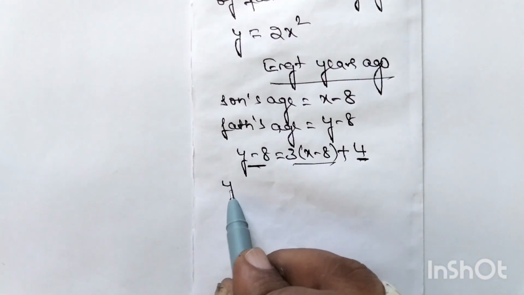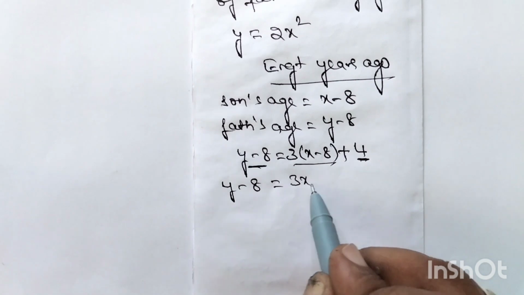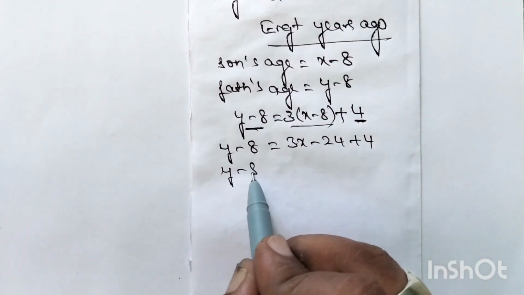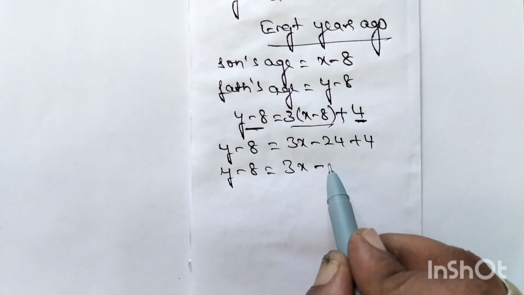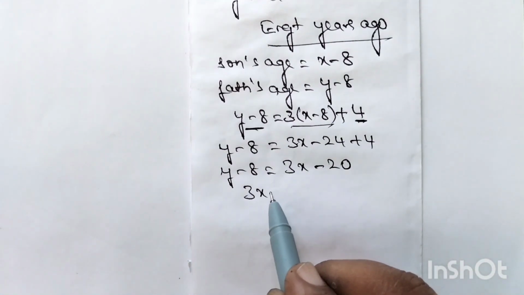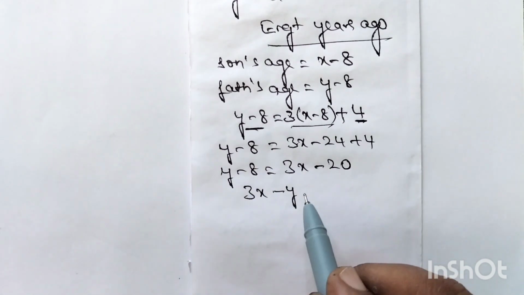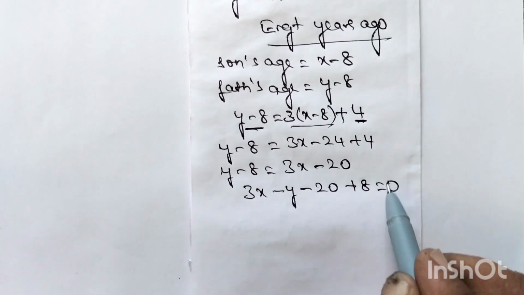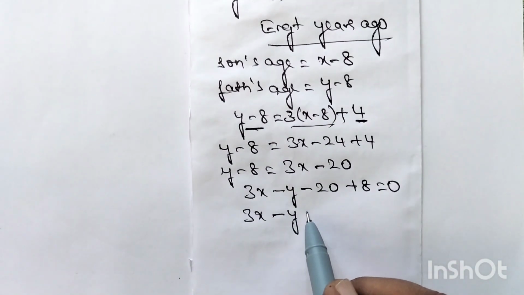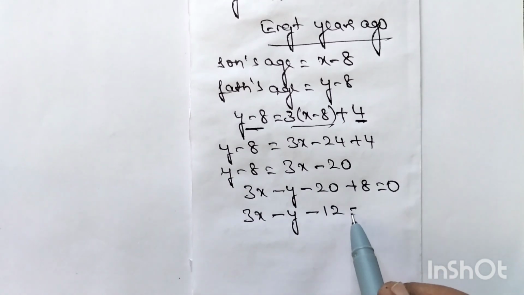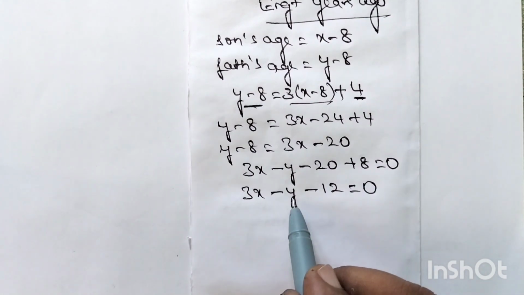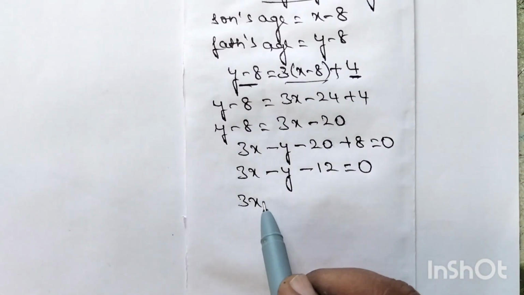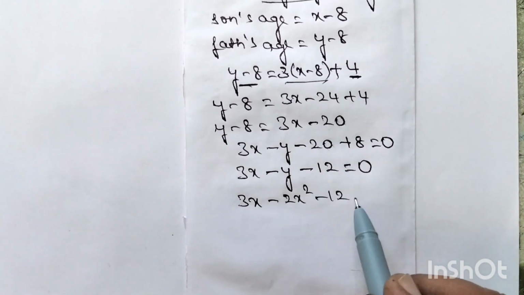So now let us simplify it. y minus 8 is equal to 3x minus 24 plus 4. 3 into x, 3x, 3 8s are 24. So y minus 8 is equal to 3x minus 24 plus 4, which is minus 20. So if you shift minus y this side, it will become plus y. Plus y becomes minus y. Minus 20. If we shift minus 8 this side, it will become plus 8, which is equal to 0. So 3x minus y minus 20 plus 8 is minus 12, which is equal to 0. Now in place of y we have to substitute 2x square. So substituting, 3x minus 2x square minus 12 is equal to 0.